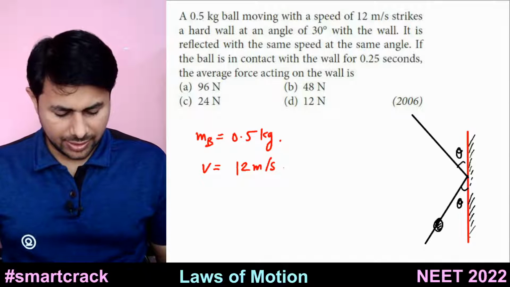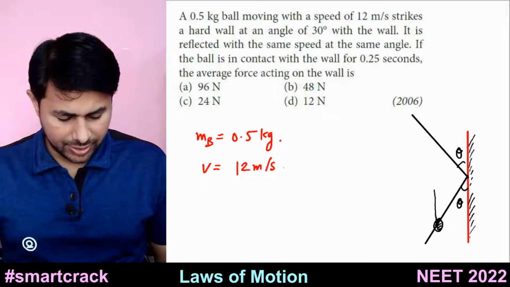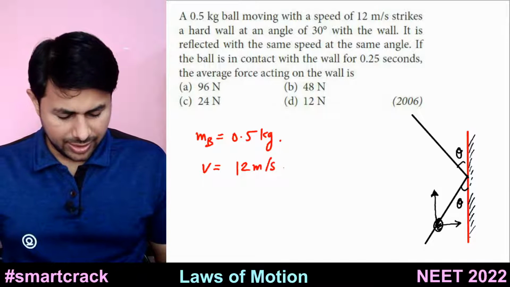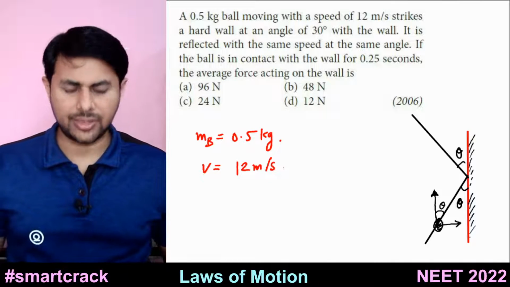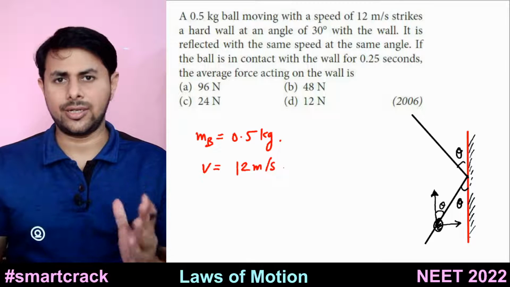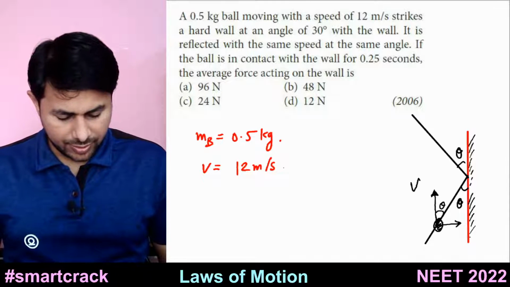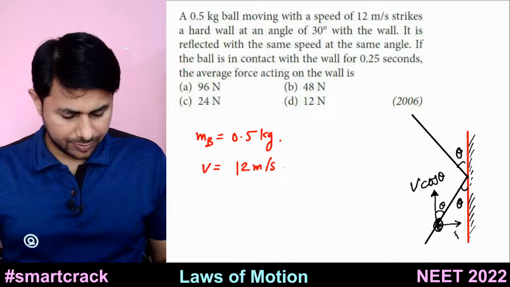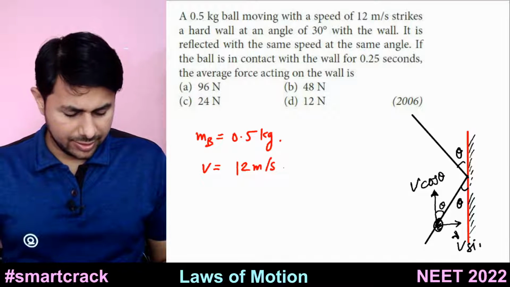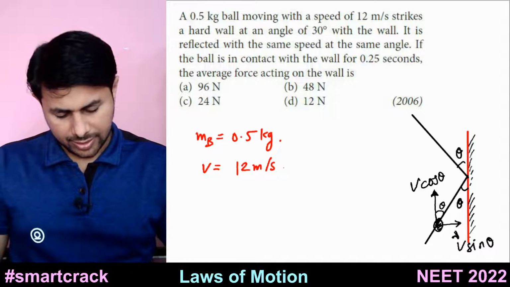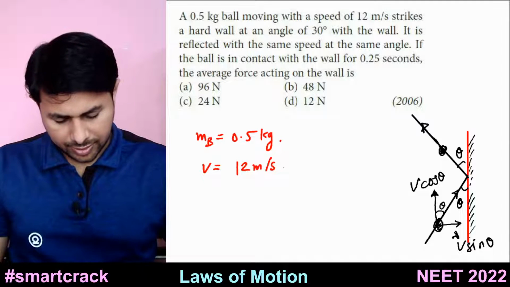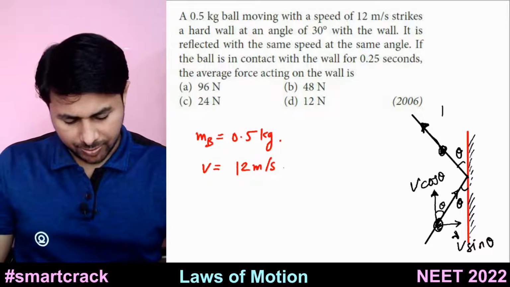So now what happens is it has got two components of velocity. If this angle is 30, this will be 30, alternate angles. So this is v into cos of theta, this will be v sine theta. Again it gets reflected, so again we can resolve its velocity into two components.